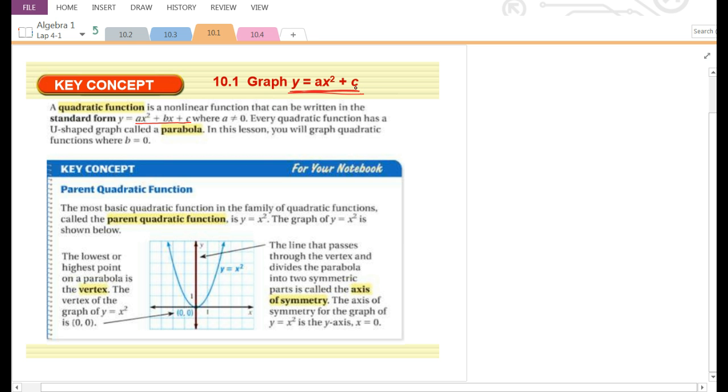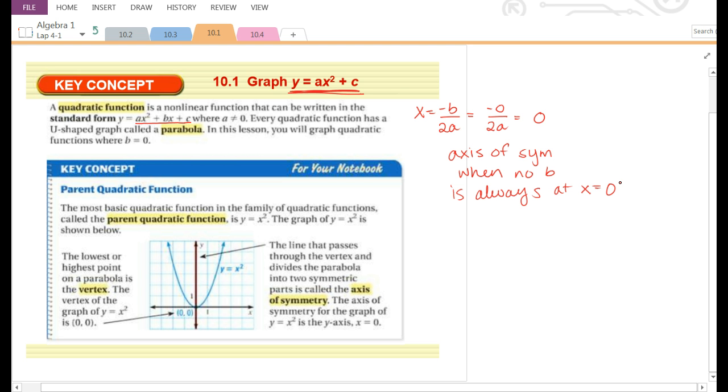So when there's not a b value, the axis of symmetry, if we recall, this is the formula, x equals negative b over 2a. Well, when there's no b value, it's negative 0 over whatever 2a may be, which will always be 0. So your axis of symmetry, when there is no b value, will always be at 0. Is always at x equals 0.